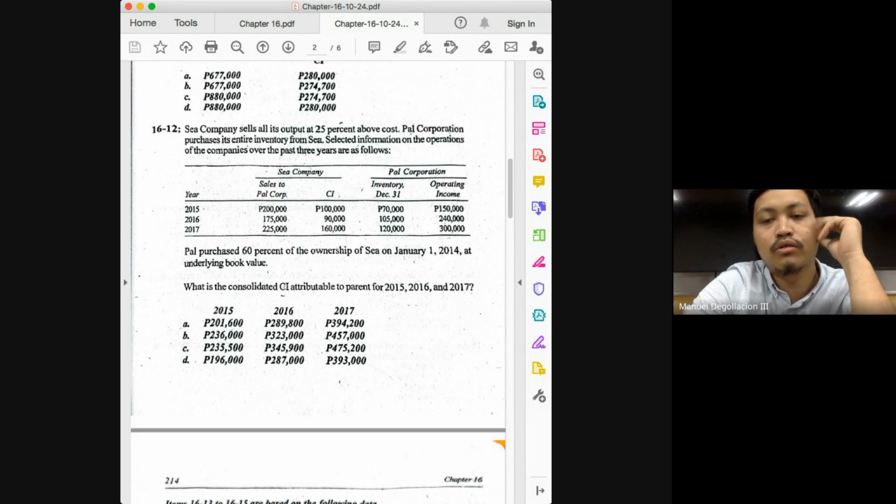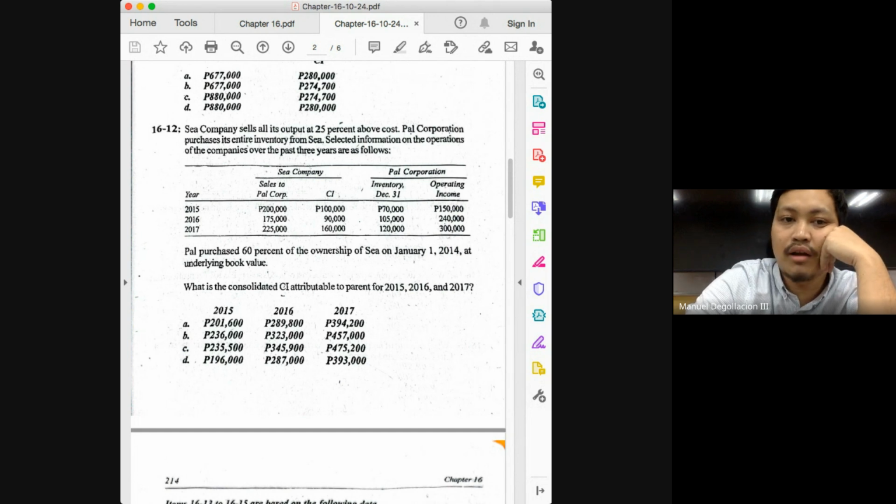PAL is the parent. Okay. So how much is the income of the parent? 150,000. Okay, and then next, since we will not have any adjustments to the income of the parent from its own operations, we'll proceed to the adjusted income of the subsidiary. And there we will have to begin with the income reported by the subsidiary. How much income was reported by the subsidiary in 2015?